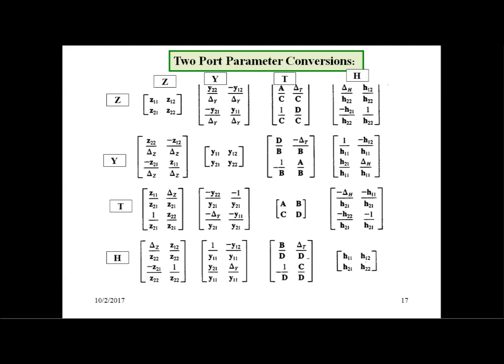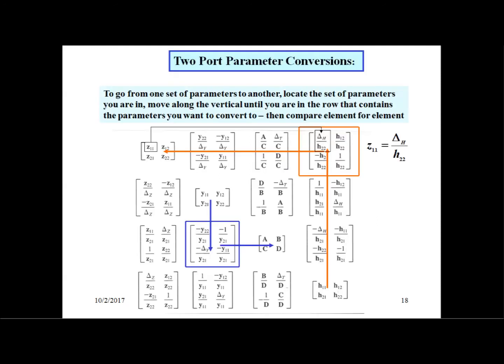In this table you can see, suppose we write Z11 is delta H upon H21. That means Z parameters are expressed in terms of H parameters. Similarly, suppose we take ABCD, A is equal to Z11 by Z21, then ABCD are expressed in terms of Z parameters. Similarly with the other parameters, we can express one parameter in terms of another. That means we can convert one parameter to another.